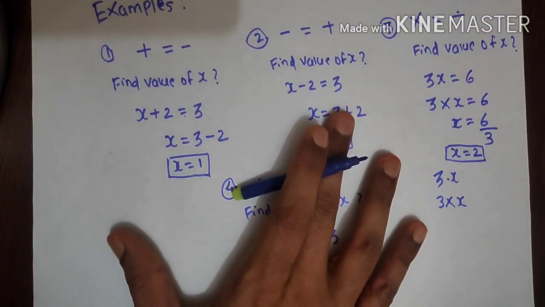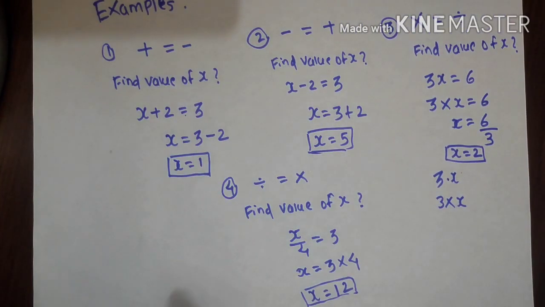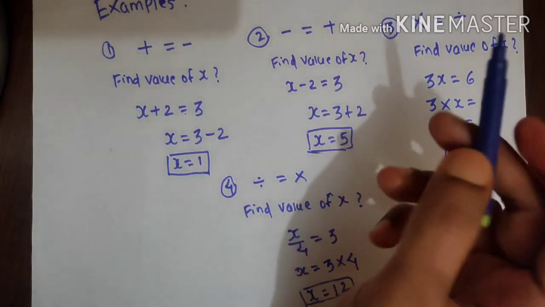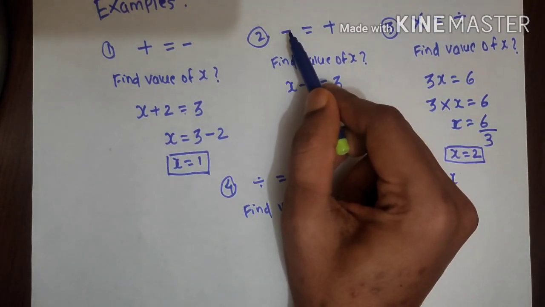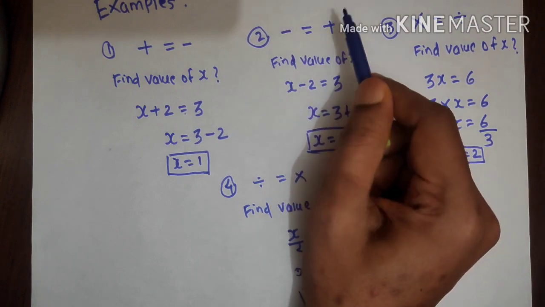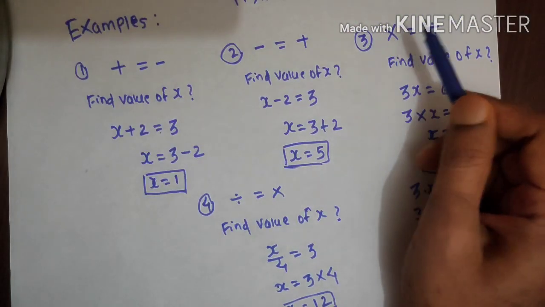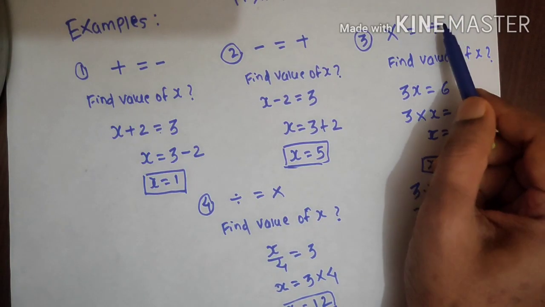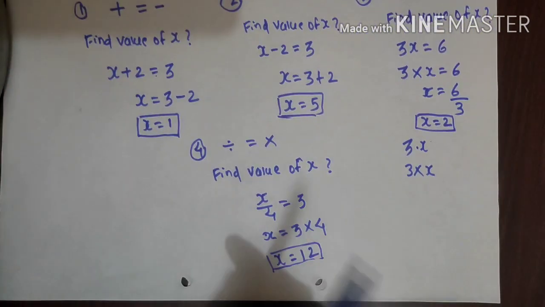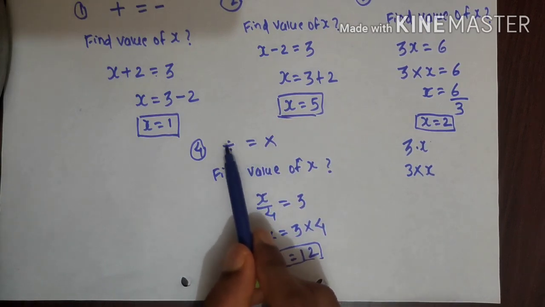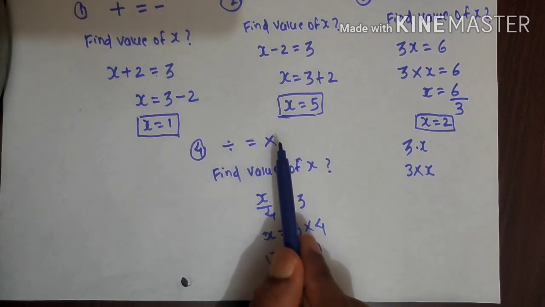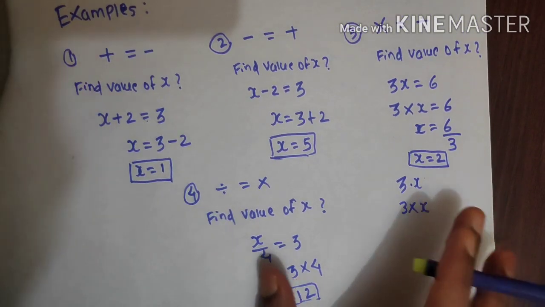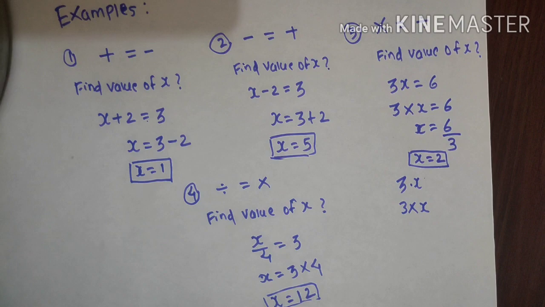Just let's revise once again. When we move plus from left to the right, it becomes minus. Second rule is that when we move minus from one side to another side, it becomes plus. Third rule is that when we move multiplication from left side to the right side, it becomes division. And fourth rule is that when we move division from one side to the other side, it becomes multiplication. I hope you have understood the transposition rules and their examples.